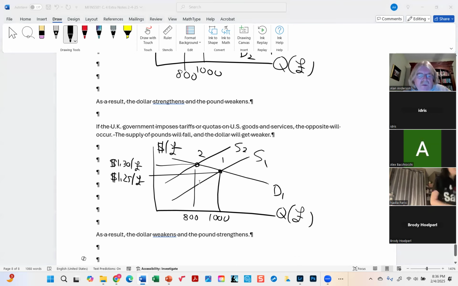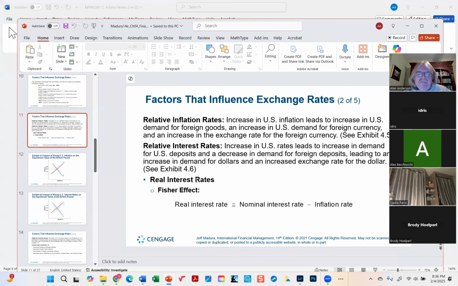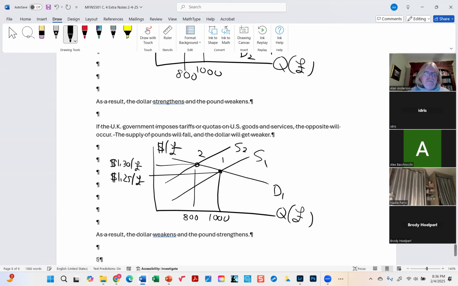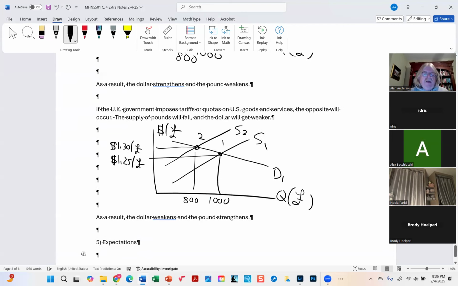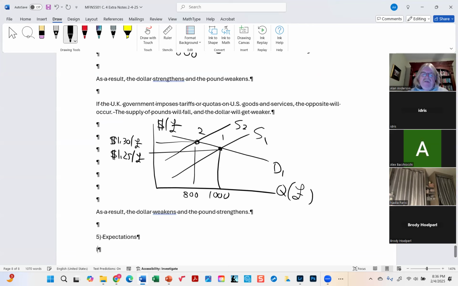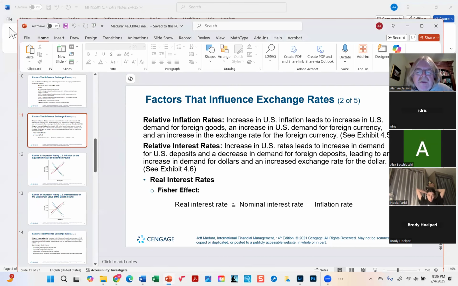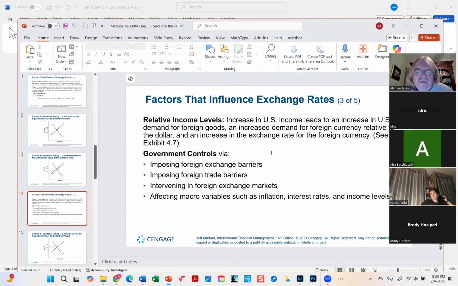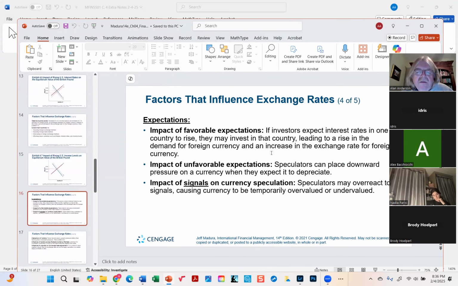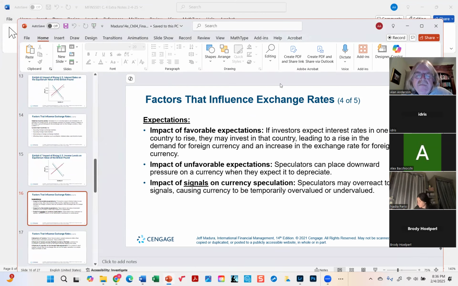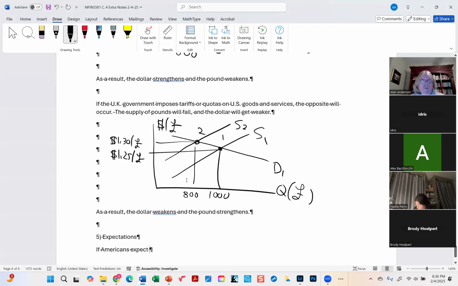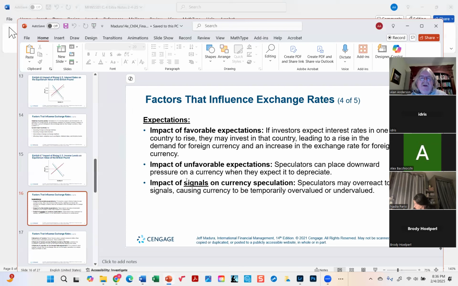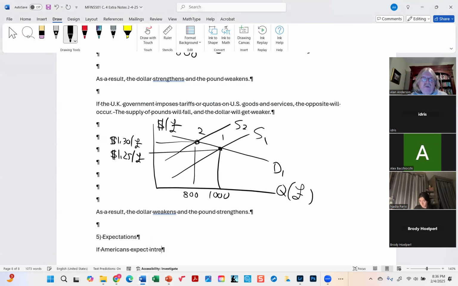All right. There's one more, I believe. Expectations. Okay. All right. Now, the way this works is this. If Americans expect, so let me make sure I'm following what they want to do here. Oh, I see. Okay. Well, expectations can change in a lot of ways, but let's say Americans expect interest rates to rise in the UK.